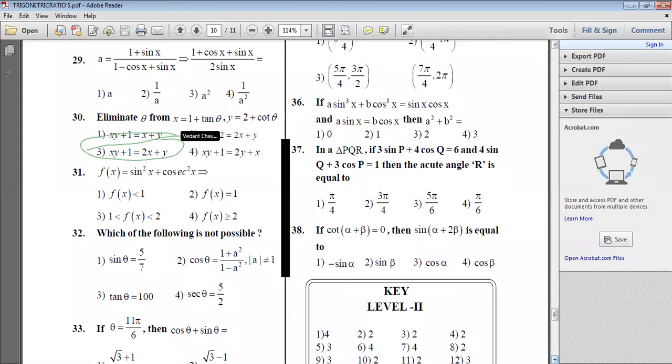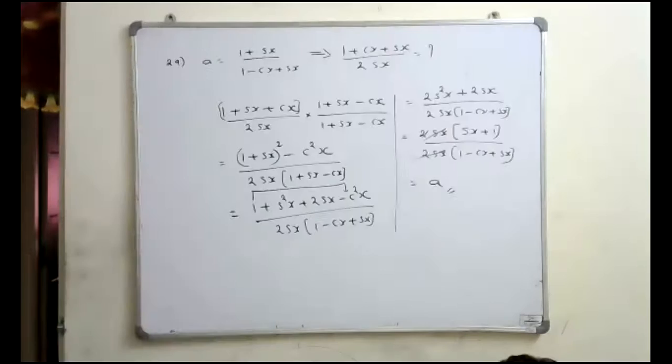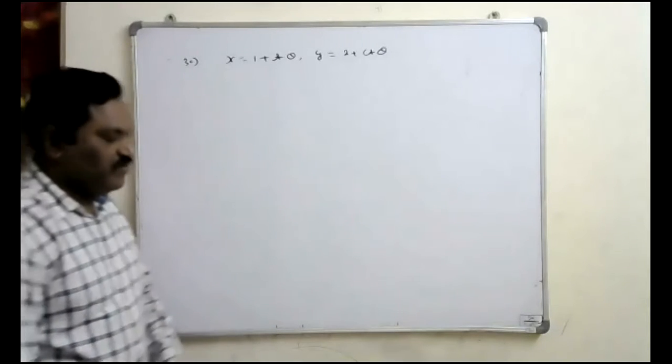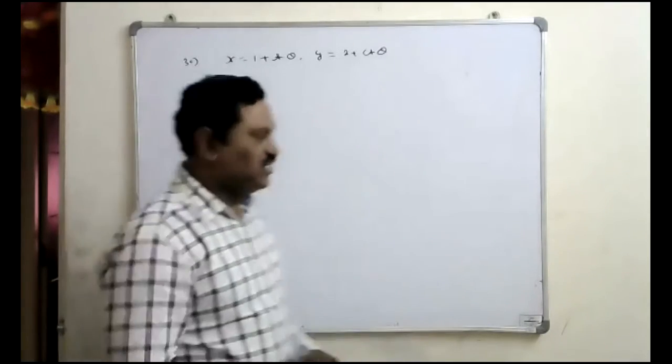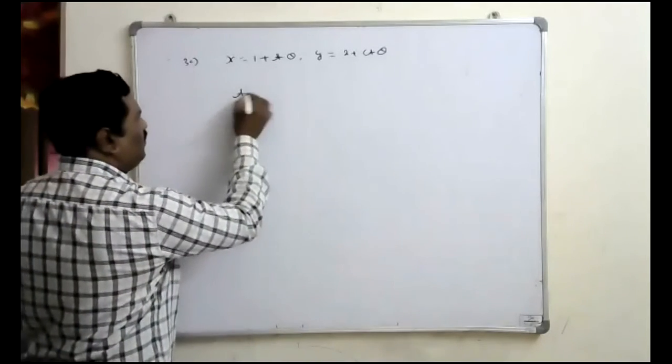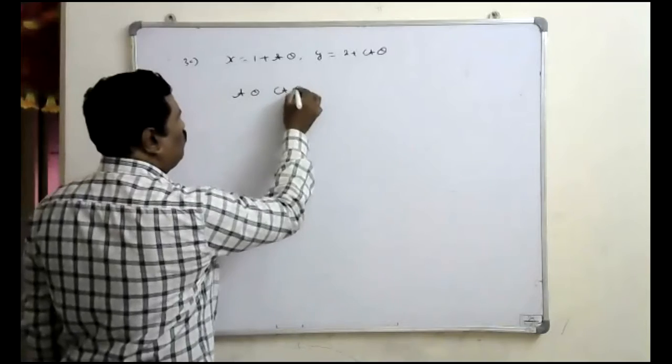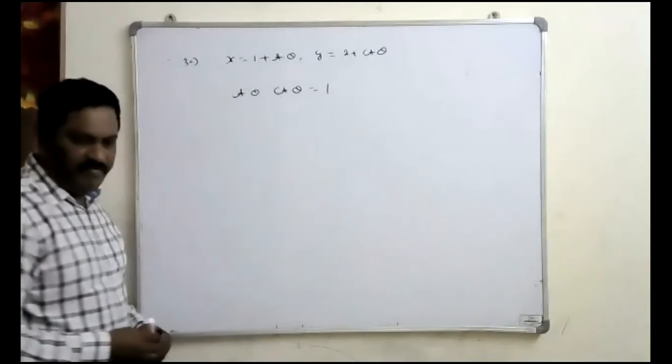x is equal to 1 plus tan theta, y is equal to 2 plus cot theta. So we have to eliminate the theta from this. This is a simple question because tan theta and cot theta were given. We know that tan theta into cot theta is equal to 1. This is the identity we know.